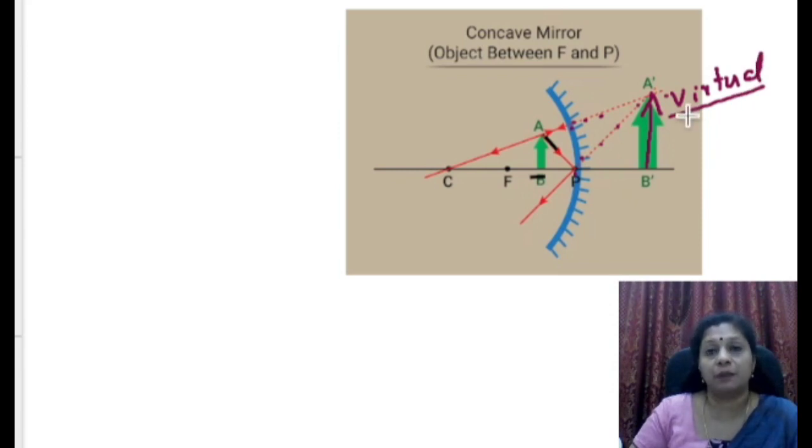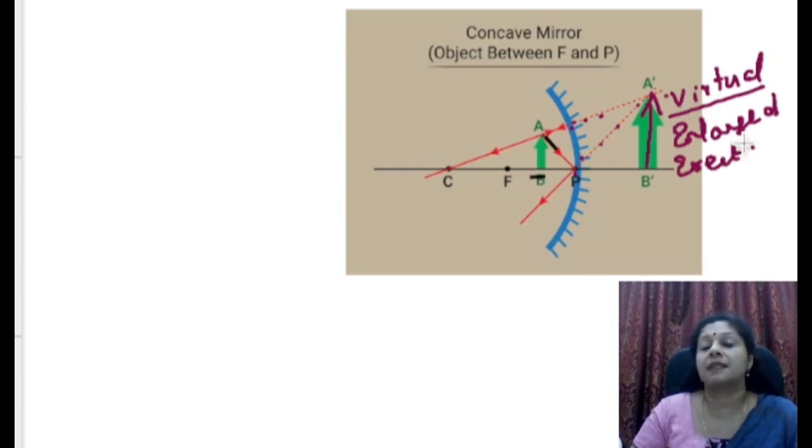So this is the only position where a concave mirror is giving you a virtual image, and also it is enlarged, highly enlarged, and also it is erect, because since it is virtual, it is erect also.